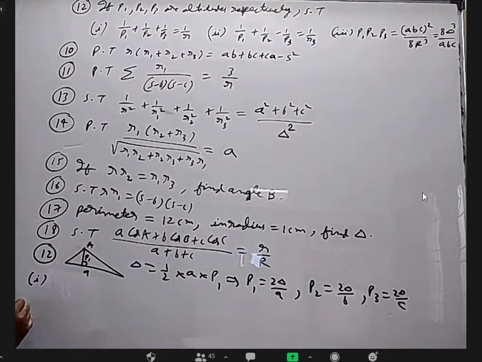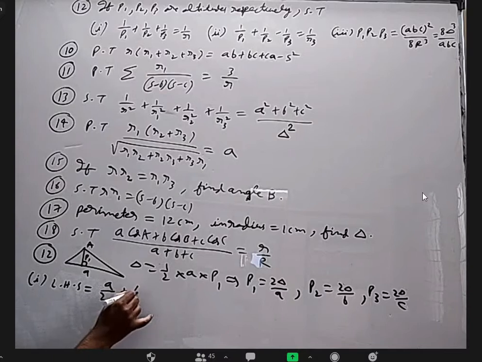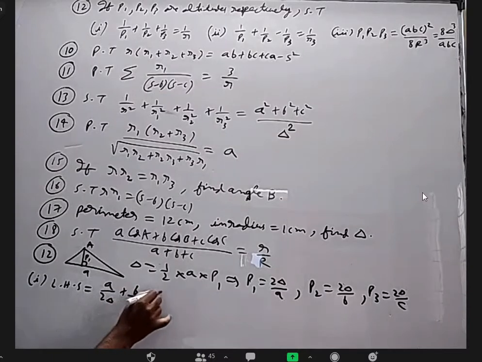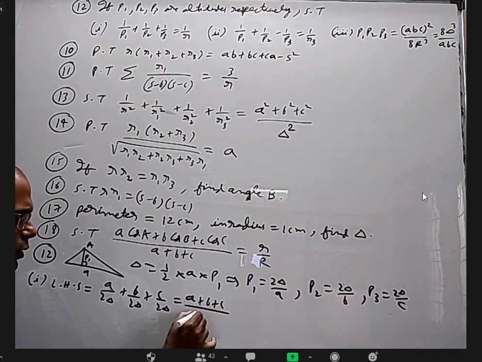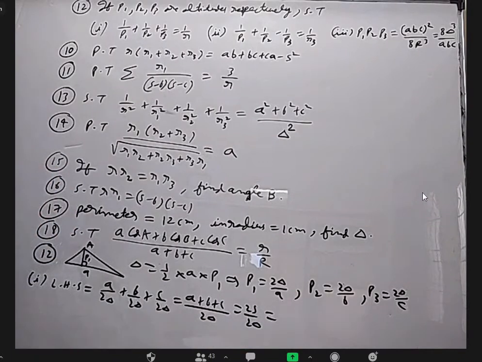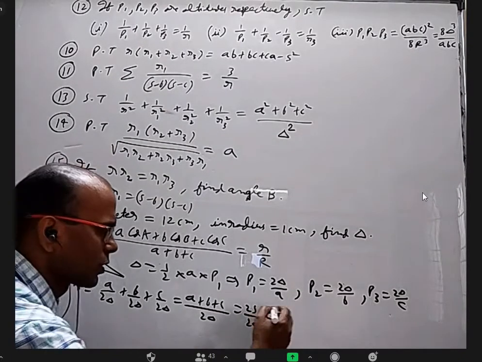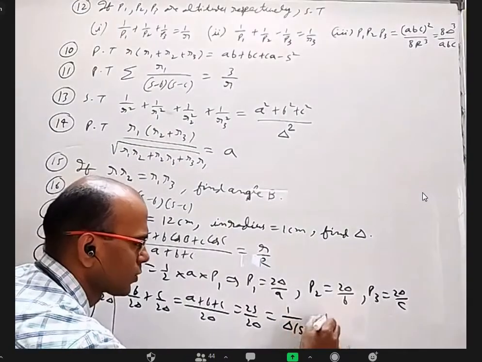Now coming to the first one, LHS is the reciprocal of 2 delta by A. It will be A by 2 delta plus B by 2 delta plus C by 2 delta. That is A plus B plus C by 2 delta, that is 2S by 2 delta, which is 1 by delta by S, which is 1 by R.